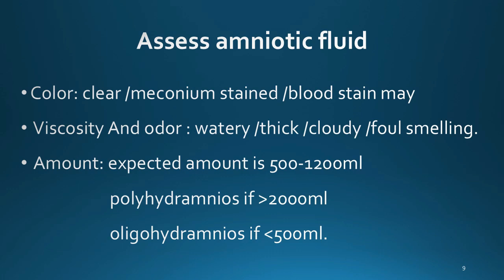With the assessment of amniotic fluid after rupture of membranes, it is normally clear. Meconium or blood stain indicates some problems, as I explained earlier. Normally it is watery with no strong odor. Foul smelling fluid indicates chorioamnionitis or sepsis. The expected amount of amniotic fluid is 500 to 1200 milliliters. A mother with polyhydramnios may have more than 2000 milliliters, and oligohydramnios may have less than 500 milliliters of liquor.